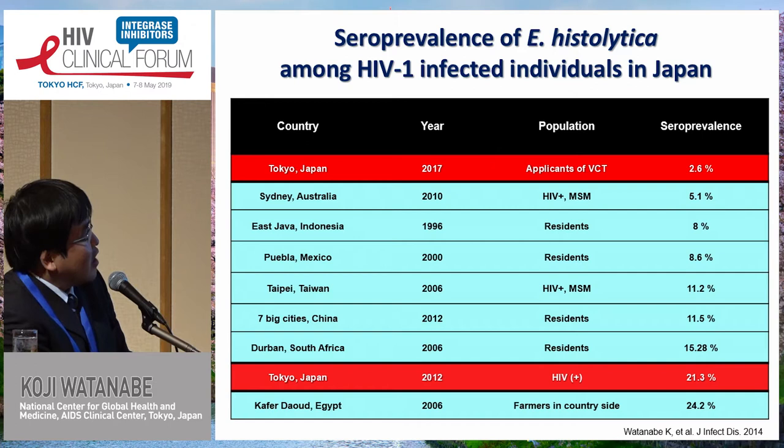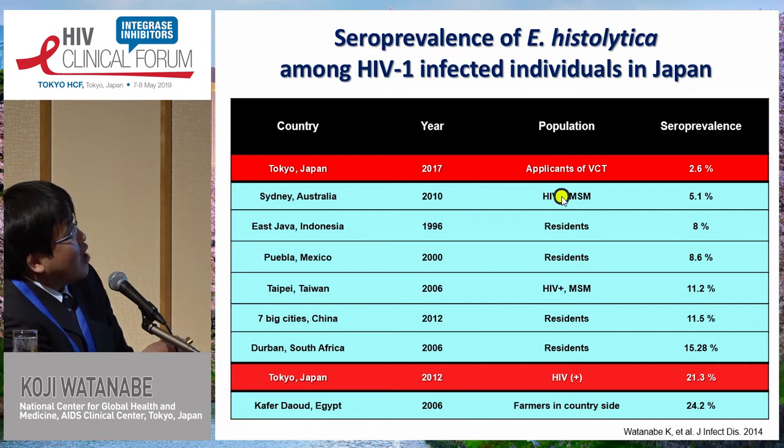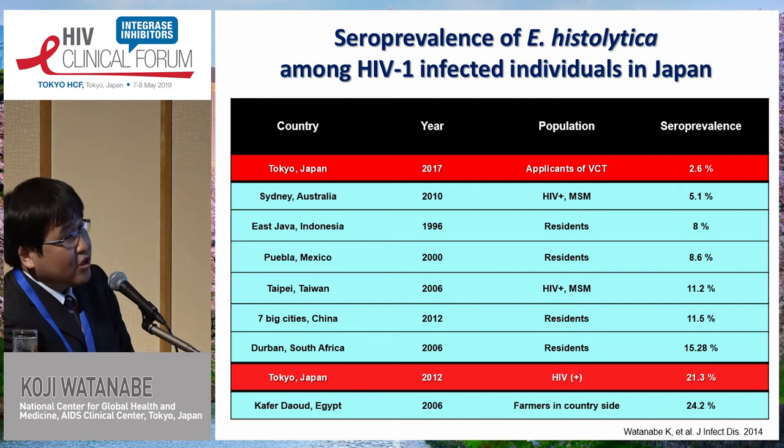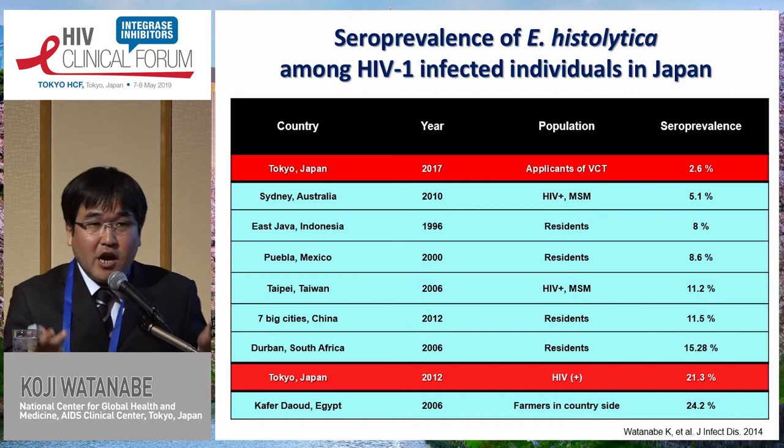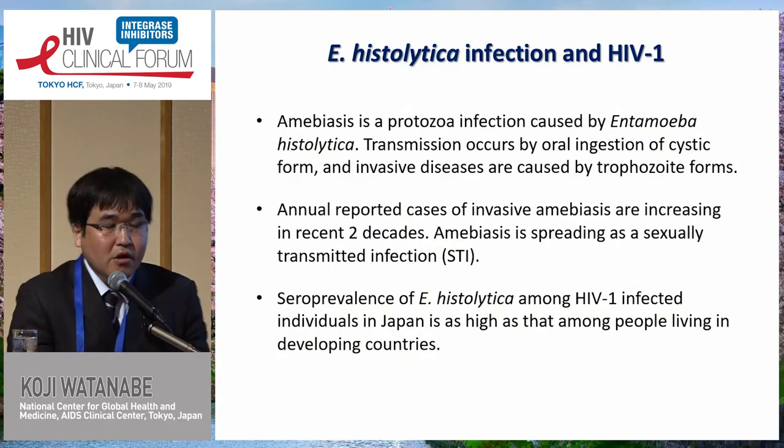Another example is applicants, visitors to a voluntary counseling and testing center. They are worried about HIV infection and get checked. At this voluntary checking facility, the rate was 2.6%. So there is very high seroprevalence among HIV-infected individuals.